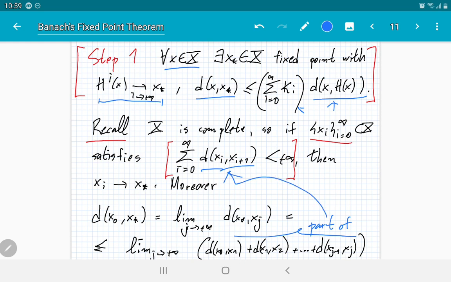So in particular, when I let j go to infinity, I get the whole series here, and the series is convergent. So what I'm saying is that the distance between x naught and x star has to be bounded by the limit of these sums of distances between consecutive terms, and that limit is a series. So again, what am I doing? I'm saying take an arbitrary sequence of points in X. If it satisfies this condition, then not only does the sequence converge to some x star, but also the distance between the first term and the limit is bounded by the series.